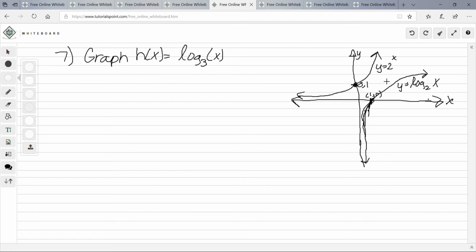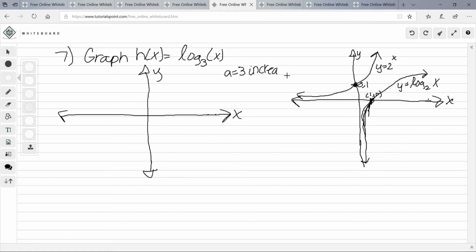See what I mean by inverses? Their x's and y's are opposite. This has a y-intercept and now this has an x-intercept. So that's what I mean by inverses. So let's graph log base 3. It's going to look something like this. Here's your x and here's your y. Always make sure you label it. Our a is 3, which means it's increasing.